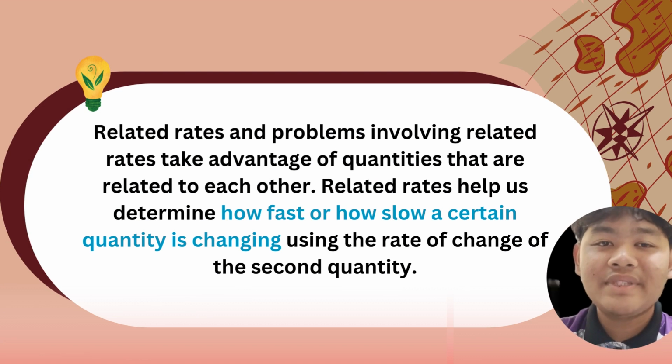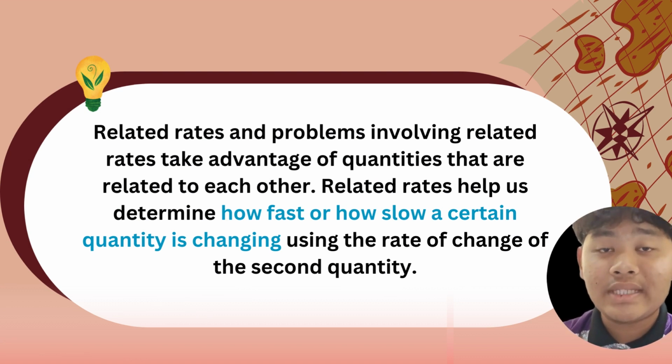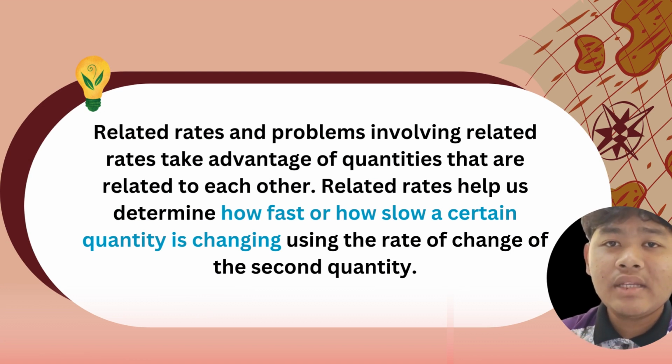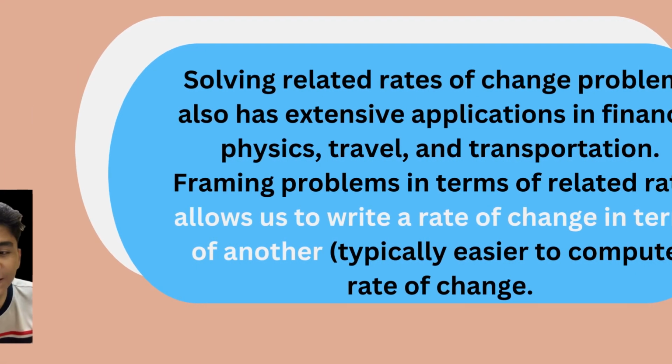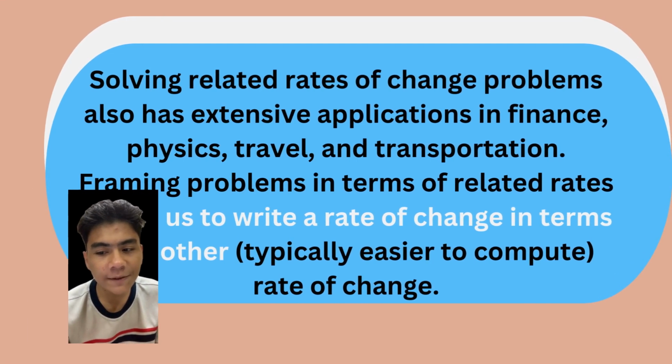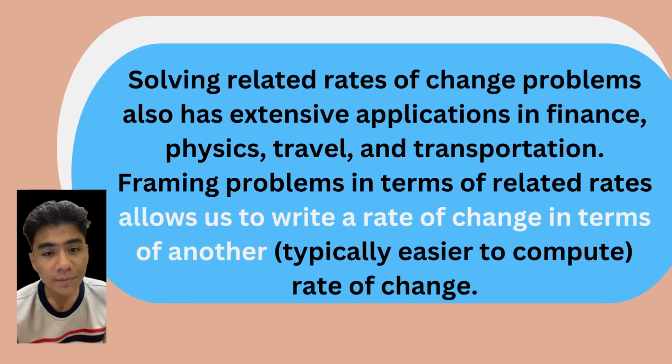Problems involving related rates take advantage of quantities that are related to each other. Related rates help us to determine how fast or how slow a certain quantity is changing using the rate of change of the second quantity. Solving related rates of change problems also has extensive applications in finance, physics, travel, and transportation. Framing problems in terms of related rates allows us to write a rate of change in terms of another, typically easier to compute rate of change.